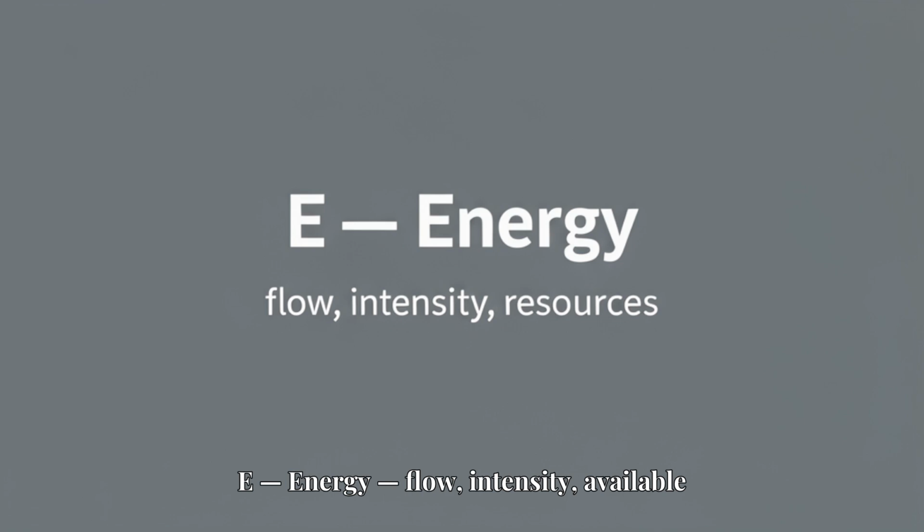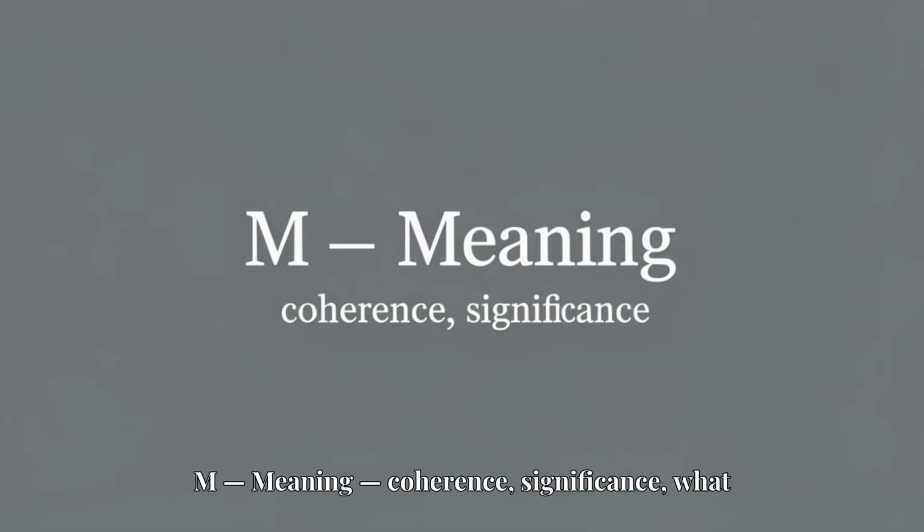E. Energy. Flow. Intensity. Available resources. How much energy the system can mobilize and how it distributes it. M. Meaning. Coherence, significance, what the system exists for.